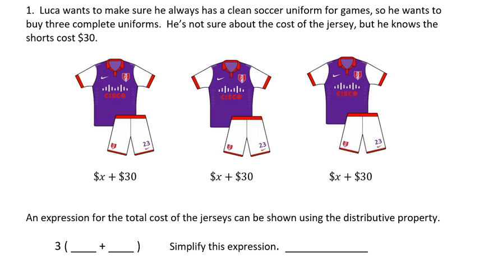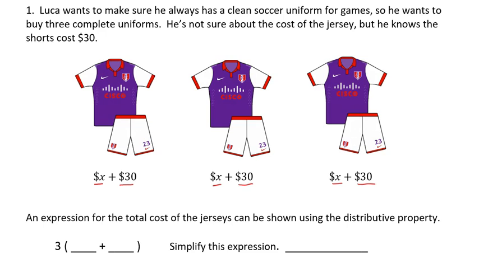The first question says, Luca wants to make sure he always has a clean soccer uniform for games, so he wants to buy 3 complete uniforms. He's not sure about the cost of the jersey, but he knows the shorts cost $30. You can see we have pictures of the 3 jerseys, and we're using the variable X as the unknown cost of the jersey, and then $30 for the shorts. And we have this repeated 3 times because he's going to buy 3 complete uniforms.